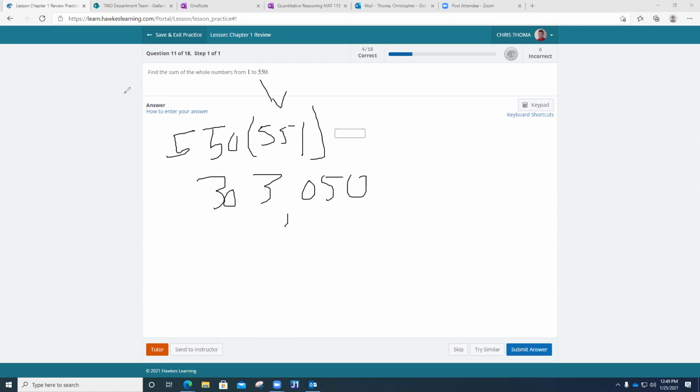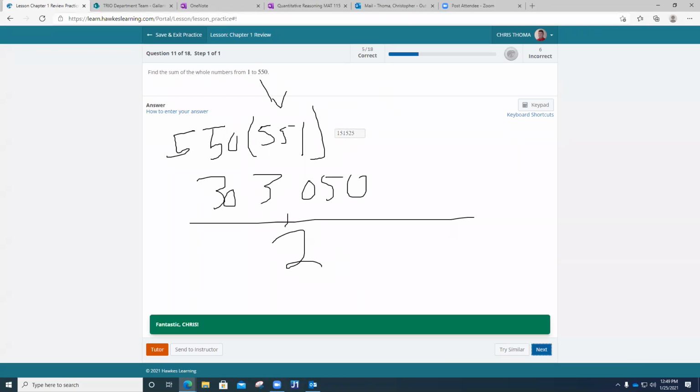And you think about the way we're adding, right? When you add numbers, multiplying is just adding the same number over and over again, right? So if I cut this in half, I will get the answer, which is 151,525.